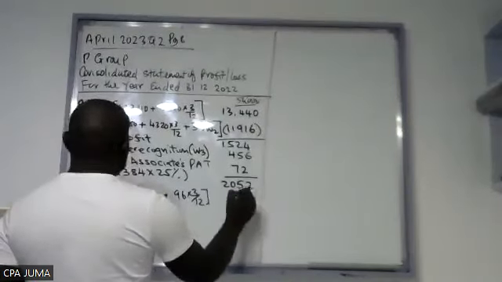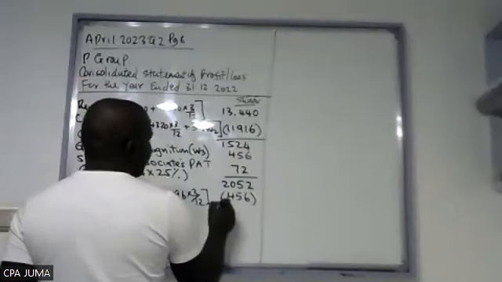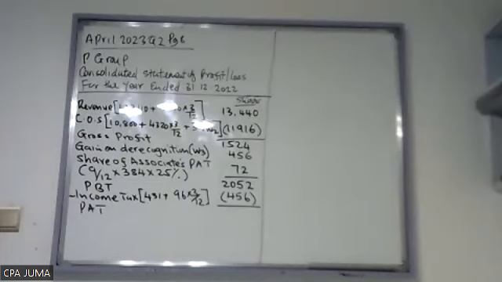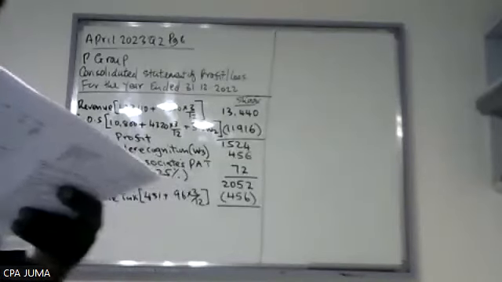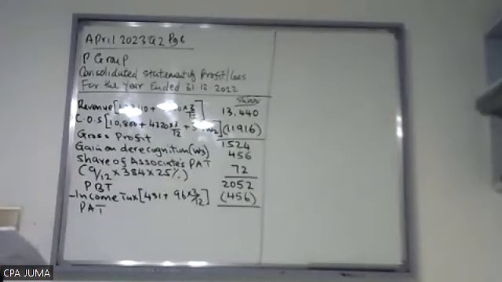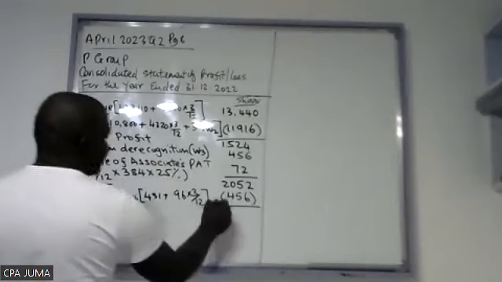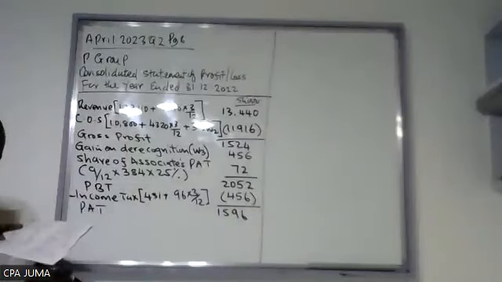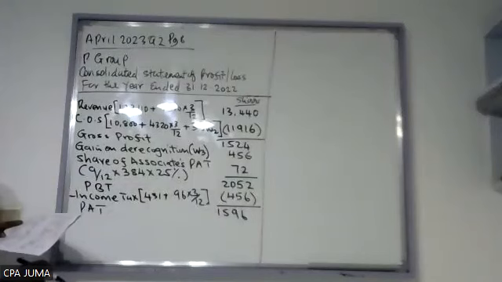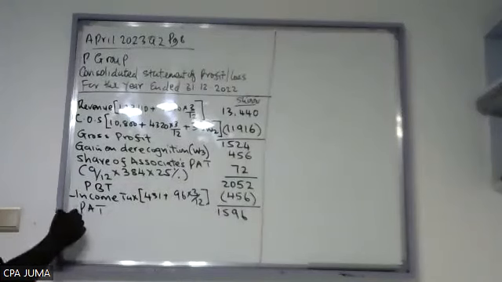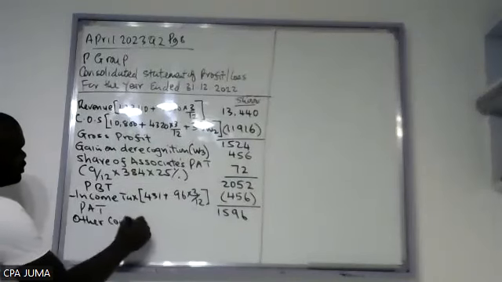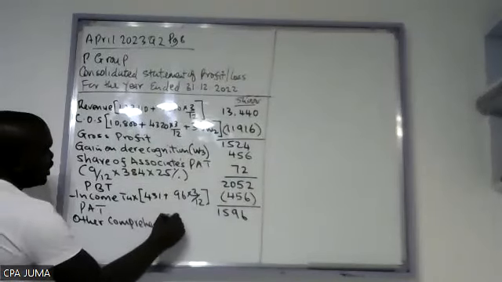Again, 456. You subtract. So PAT, profit after tax, will be how much? 1,596. Then other comprehensive income.